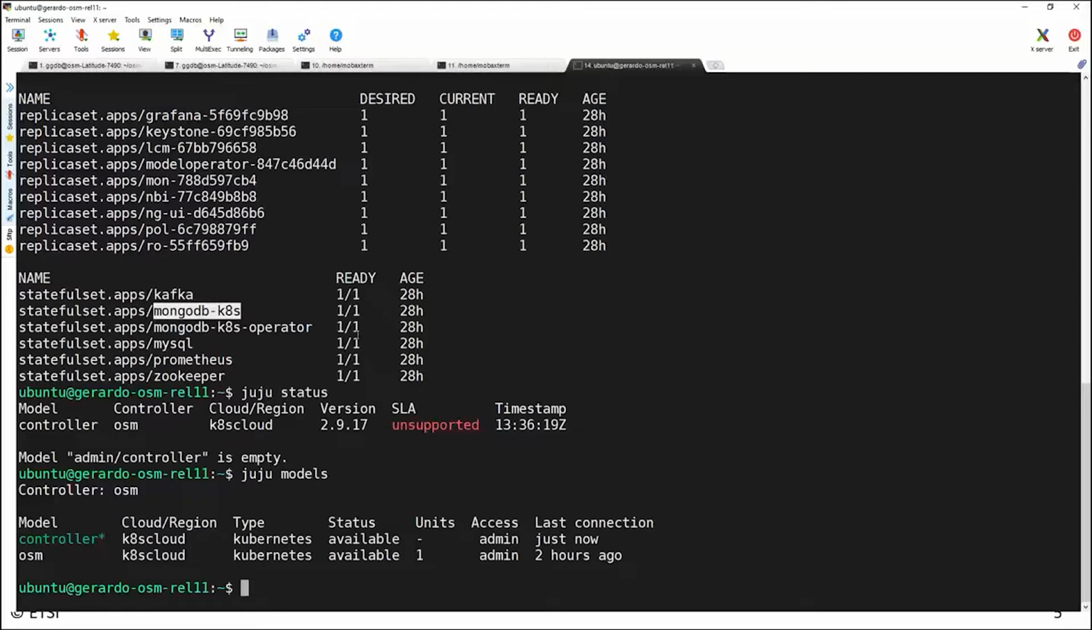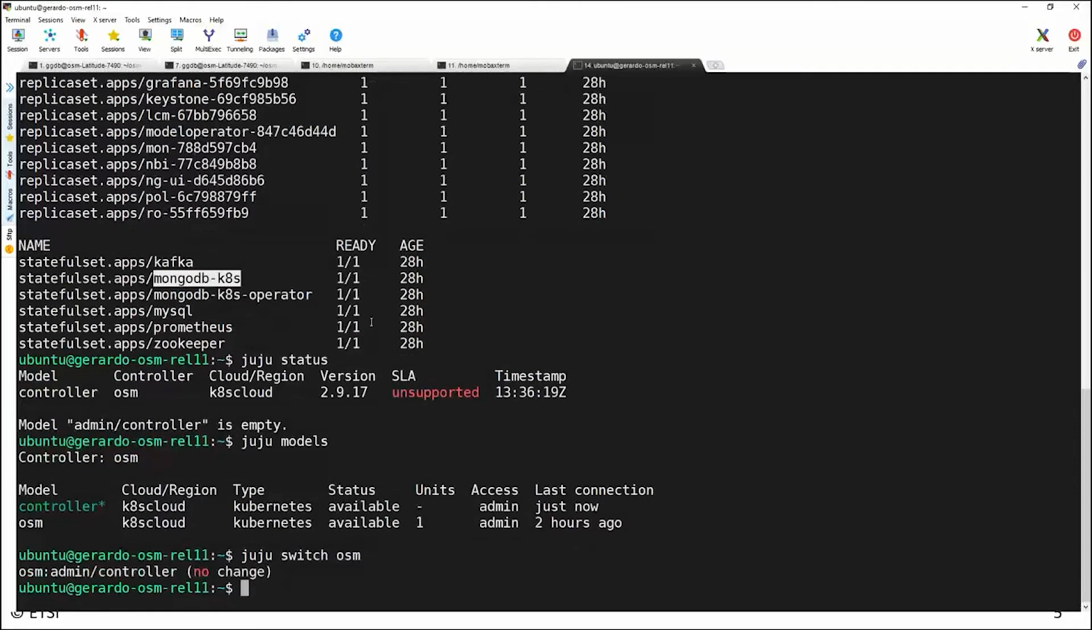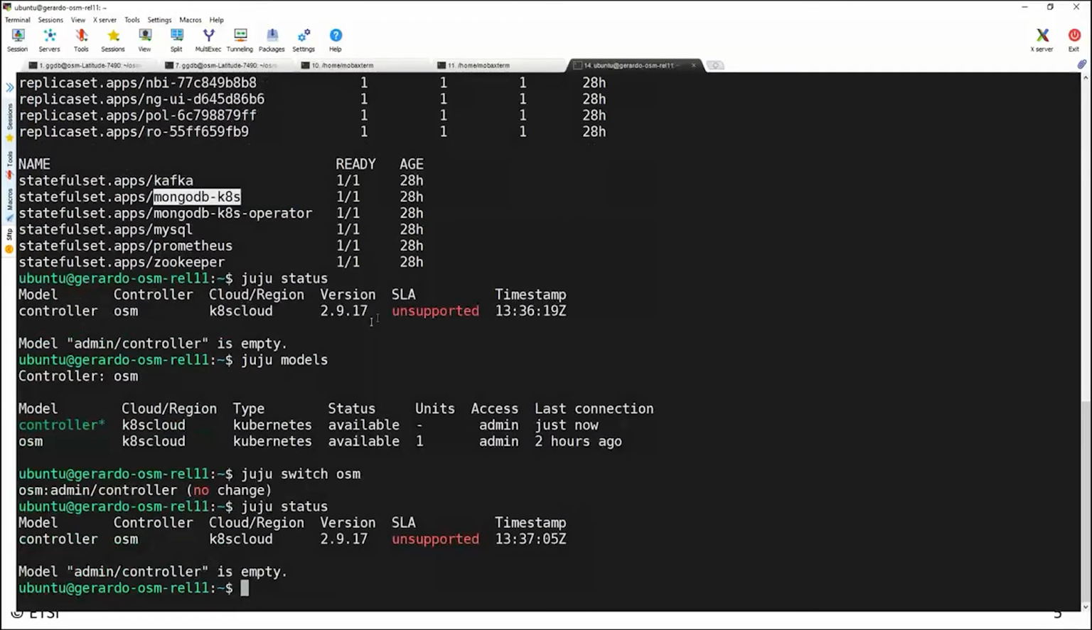The reason is we are relying on something that is well prepared for the management of the different replicas. So there is currently a Juju charm in charge of doing that. We could check, for instance, in the model OSM what's there. Yeah, you see that in the model OSM we have the controllers.